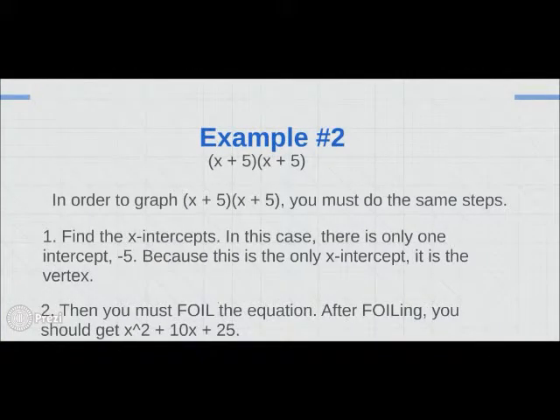This is our second example. X plus 5 times x plus 5. In order to graph x plus 5 times x plus 5, you must do the same steps. Find the x-intercepts. In this case, since there's only one intercept, negative 5, 0, this is also the vertex.